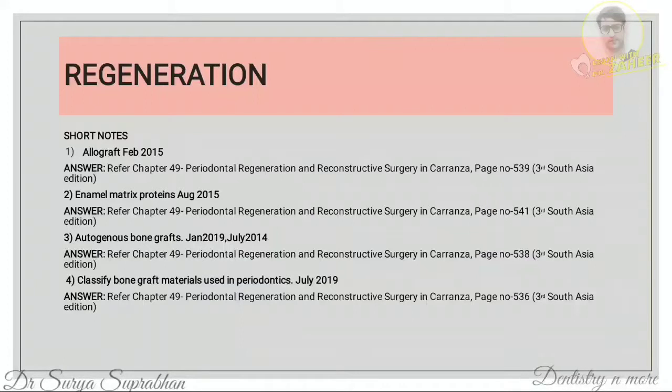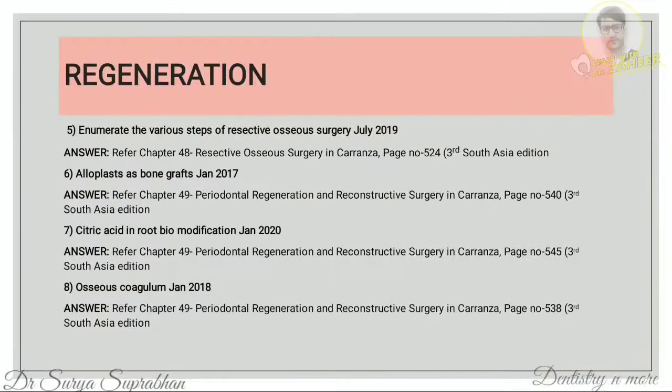Then classify bone graft materials used in periodontics, that is already discussed. Then enumerate the various steps of resective osseous surgery. This has been already discussed in the previous session. So there are 4 steps in resective osseous surgery, that is vertical grooving, radicular blending, then flattening the interproximal bone, and gradualization of the marginal bone. So all these 4 steps should be written.